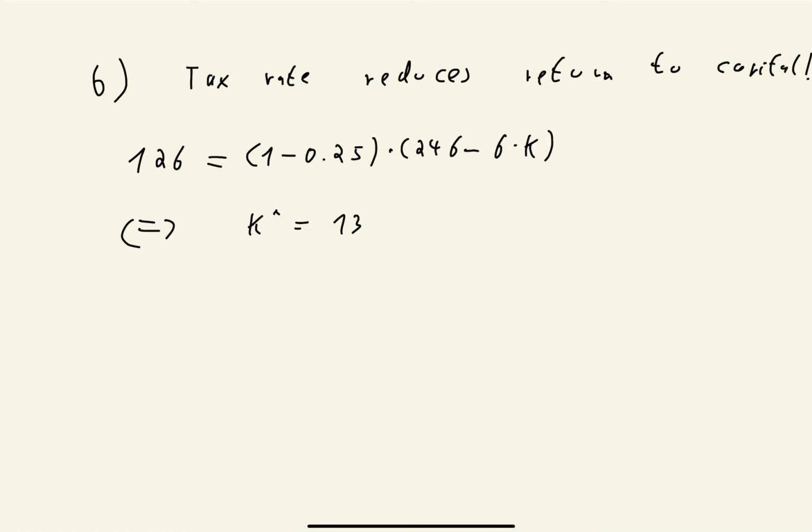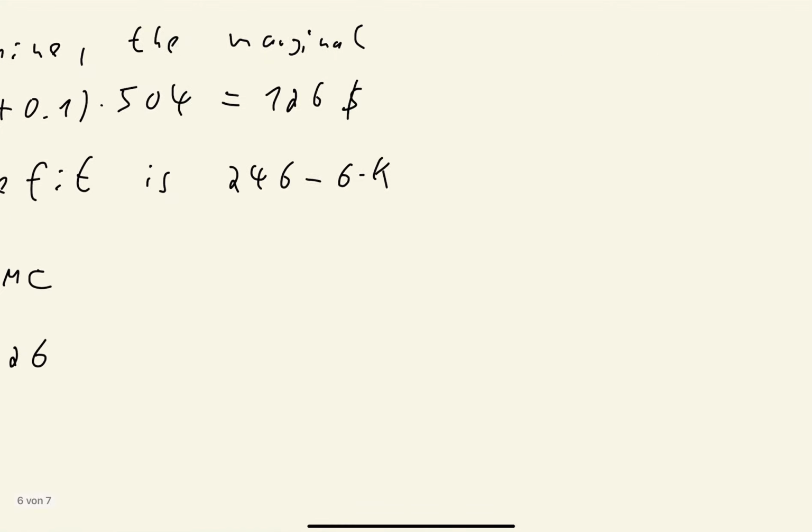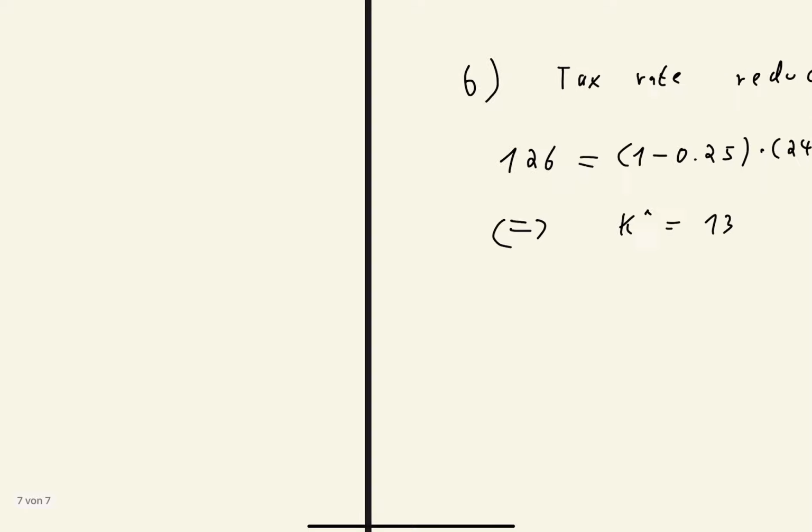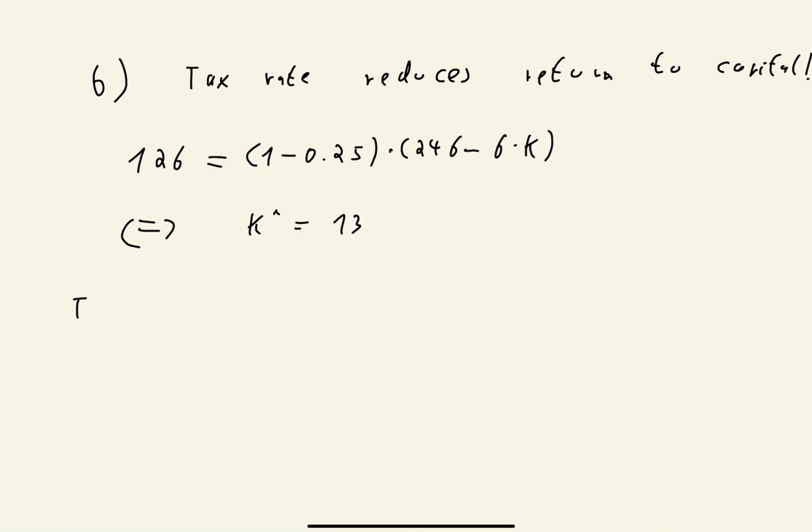If you compare this with the optimal amount of capital that we had before, which was 20, you see that there is a reduction. So the tax rate reduces capital by 7 units.